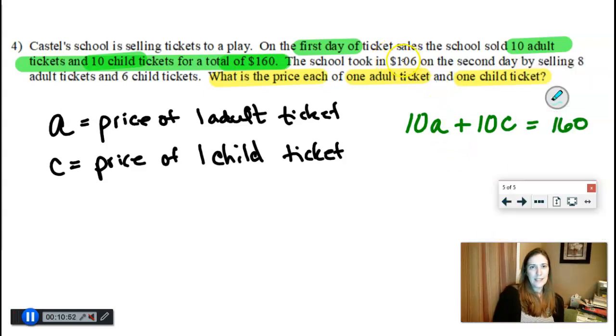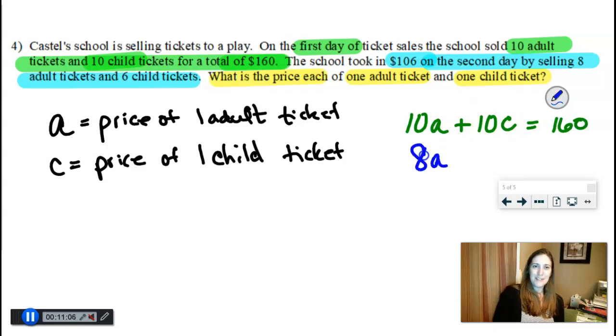Blue, second day, we've got to be careful, they went backwards here, so $106 is your total, but they sold 8 adult tickets and 6 children's tickets. So that would be, if I line them up again, 8 times the cost of an adult ticket, and then 6 times children's cost, for a total of 106.